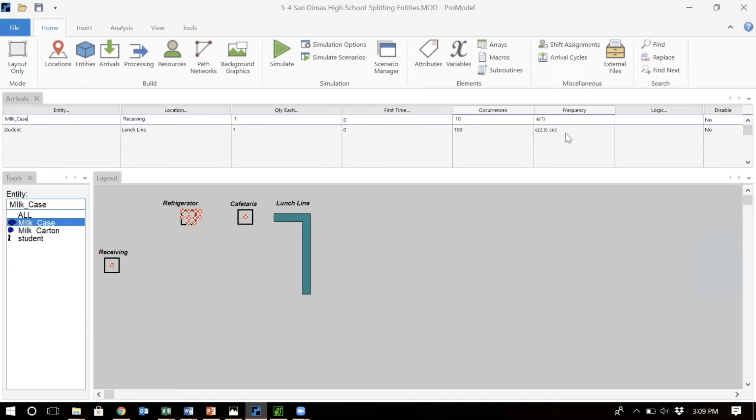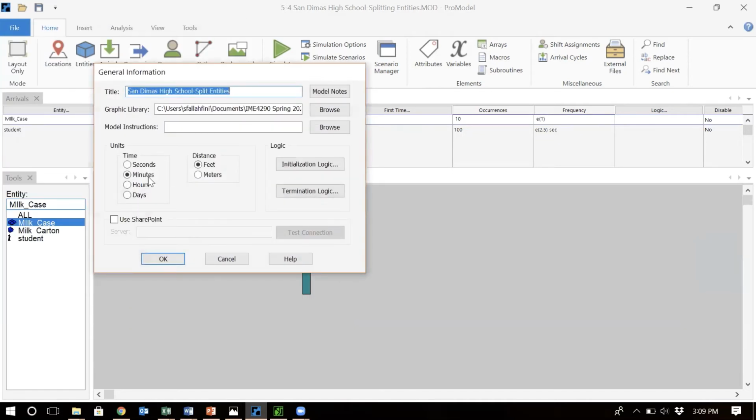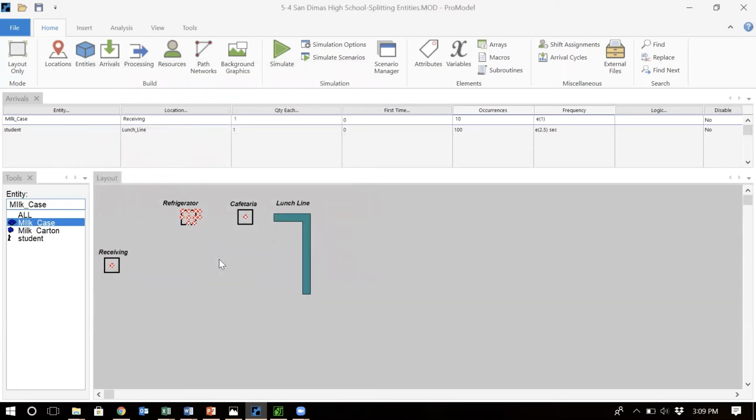seconds, exponentially distributed. Pay attention that here I put the unit of time. Why? Because the default unit of time in this system is minute. As you can go to the file, info, the default unit of time is minute. And here on the first line, I didn't put anything for the unit of time. That means the inter-arrival time of milk cases is 1 minute, exponentially distributed. However, if the inter-arrival time of the students is in seconds, then I have to specify the unit of time in seconds, SC. So the simulation does not consider it as minute.